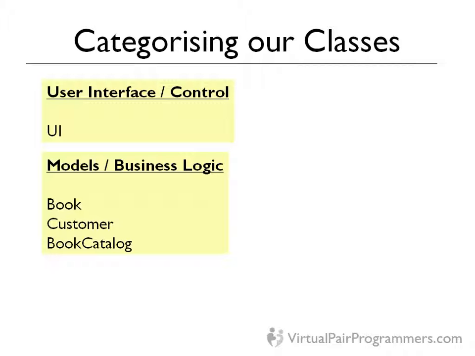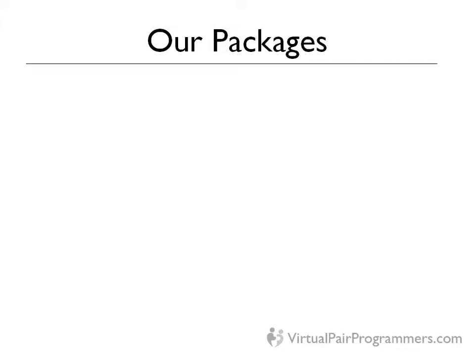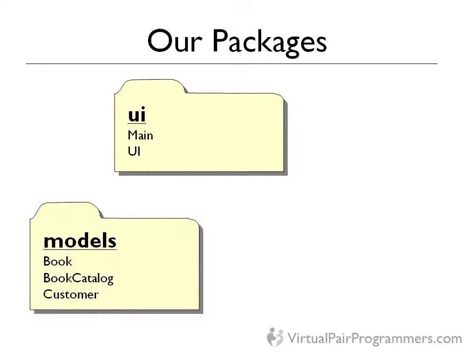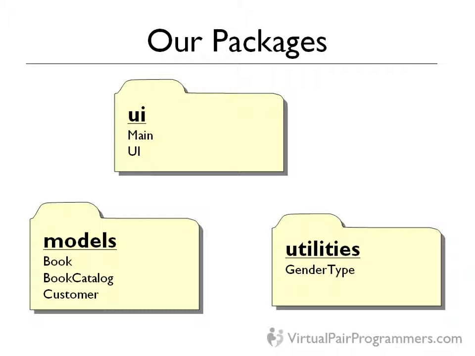And we have a gender type enumerated type. Now we could use that elsewhere within our application, so I'm going to call that a utility item, and I'll place that in the utilities category. So we're going to split our code up into three packages. We'll have a UI package, into which we'll place our main and our UI classes, a models package to contain our book, book catalog and customer class, and a utilities package to contain our gender type class. Don't worry that a package might only have one class in it, we'll probably be adding more very soon.